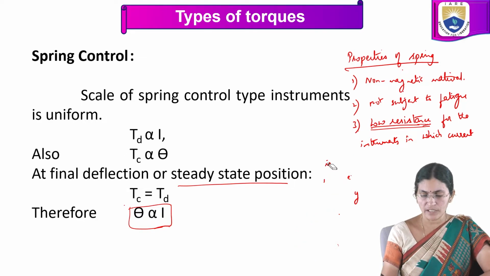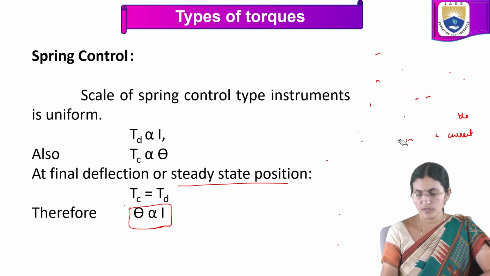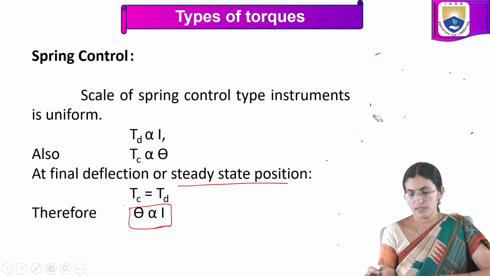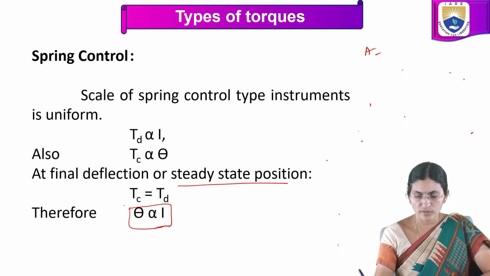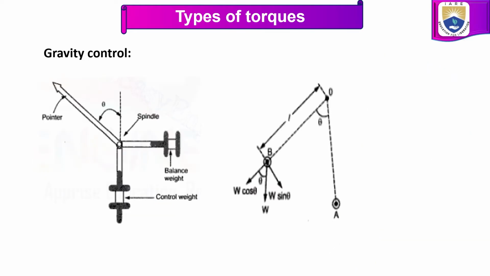Next, coming to the advantages of this spring control system. There are some advantages and disadvantages of using this system. So what are they? Let us see. First one is leveling of the instrument is not required. So that is one of the advantages. Next is gravity control.